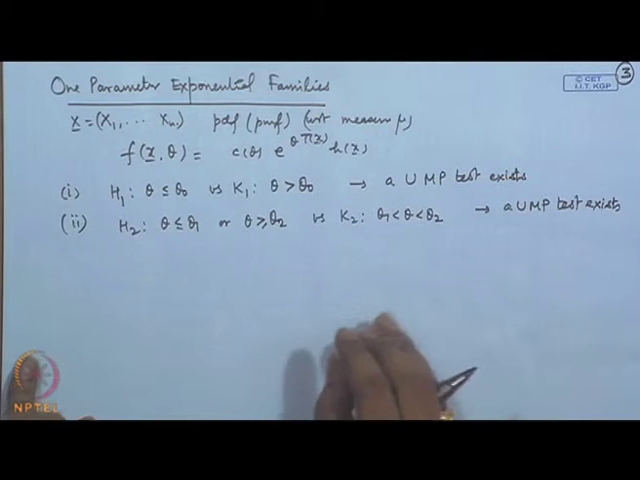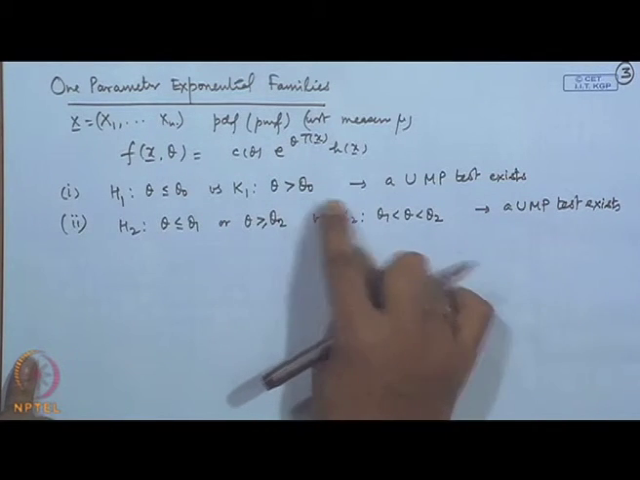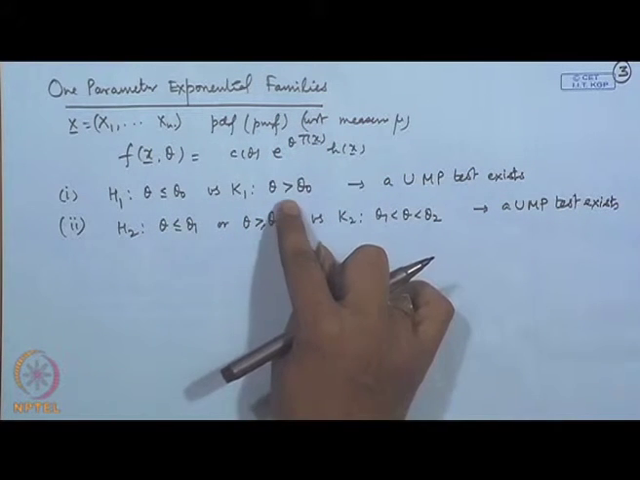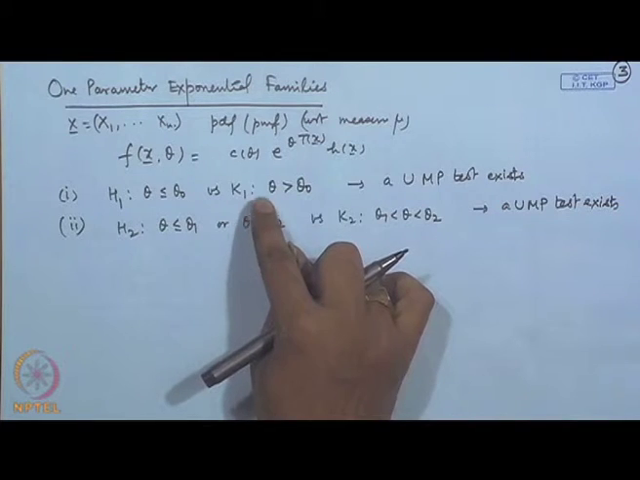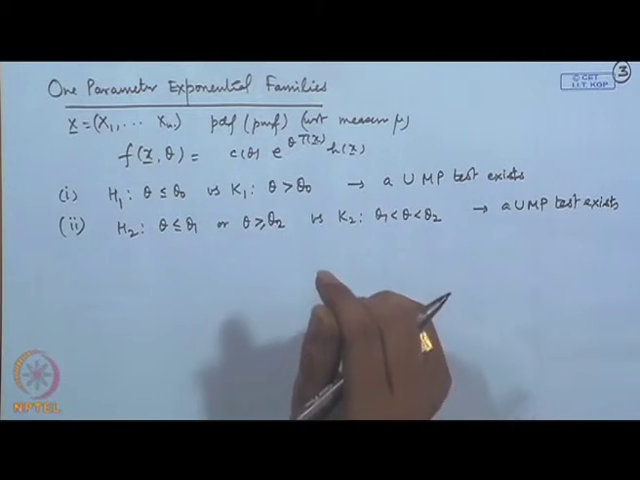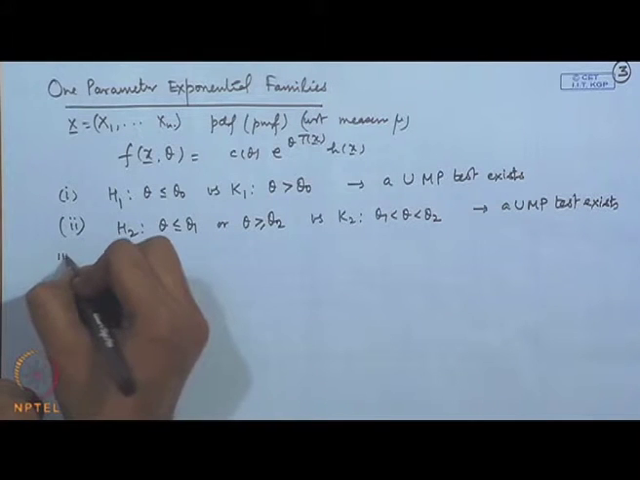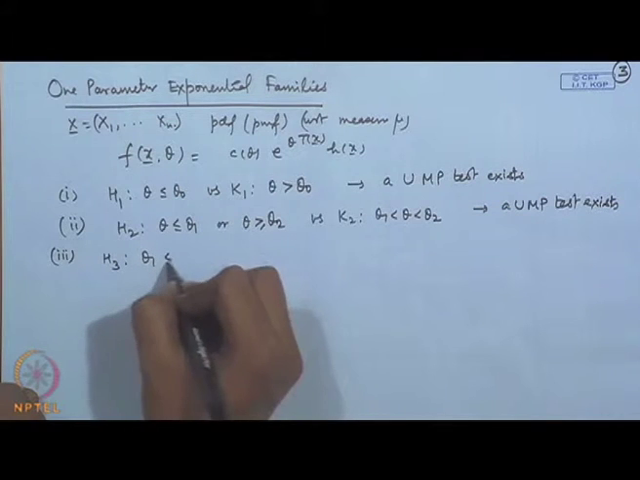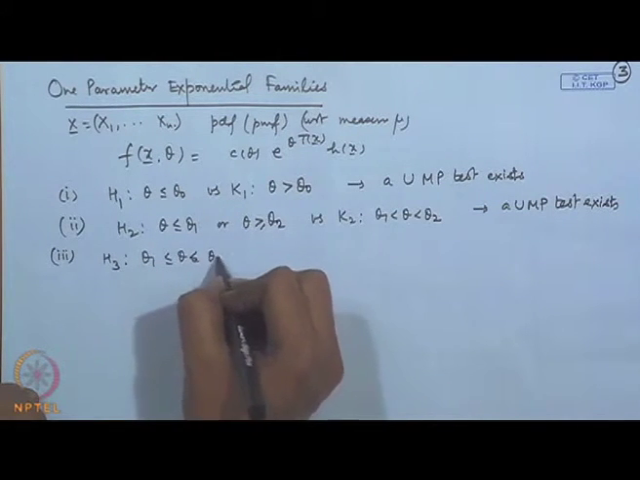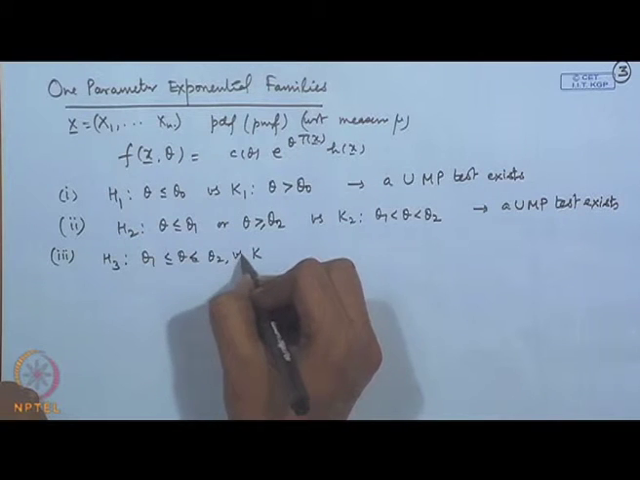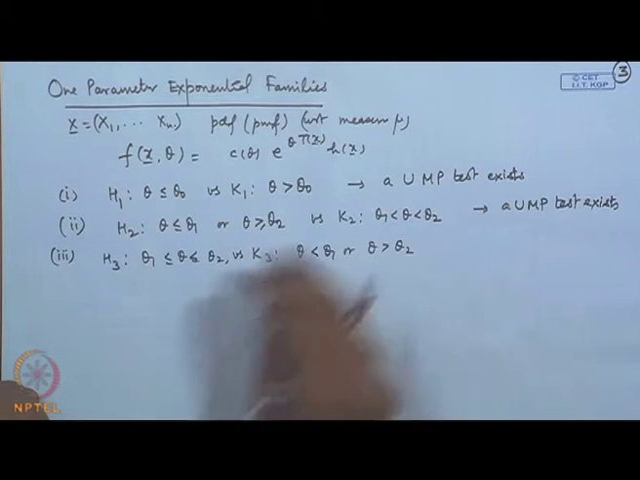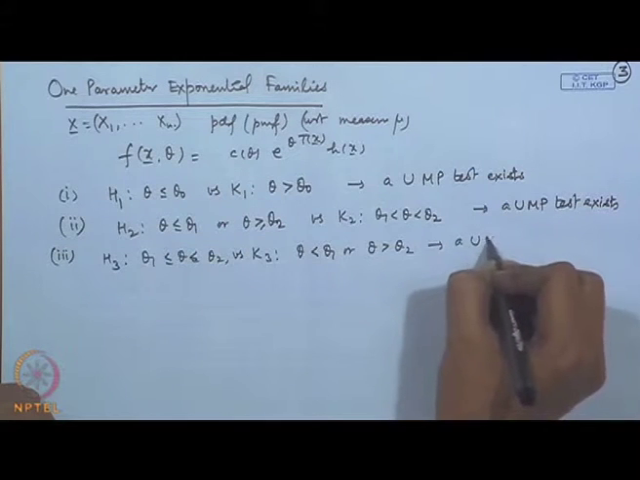In lecture 24 we have given the form of these tests, and in the previous lecture 25 I have given several applications of these two tests, and the form of the UMP test has been derived. Let us consider theta 1 less than or equal to theta less than or equal to theta 2 against K3: theta less than theta 1 or theta greater than theta 2. This 3 is actually the dual of 2. Here a UMP test does not exist.